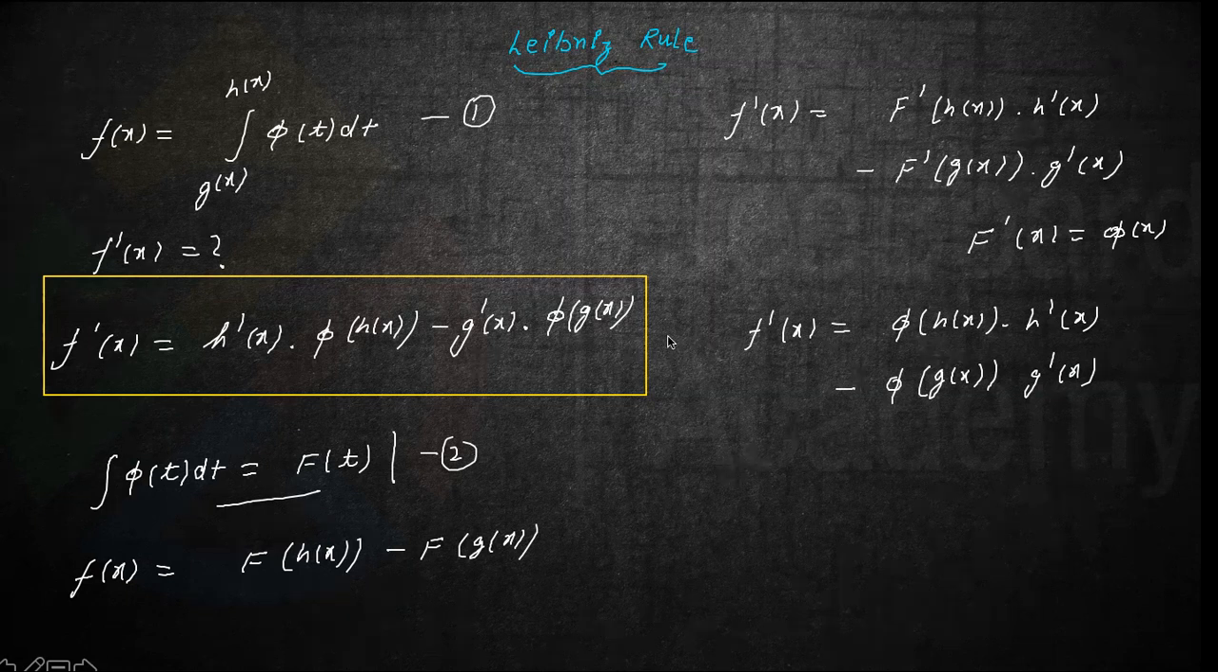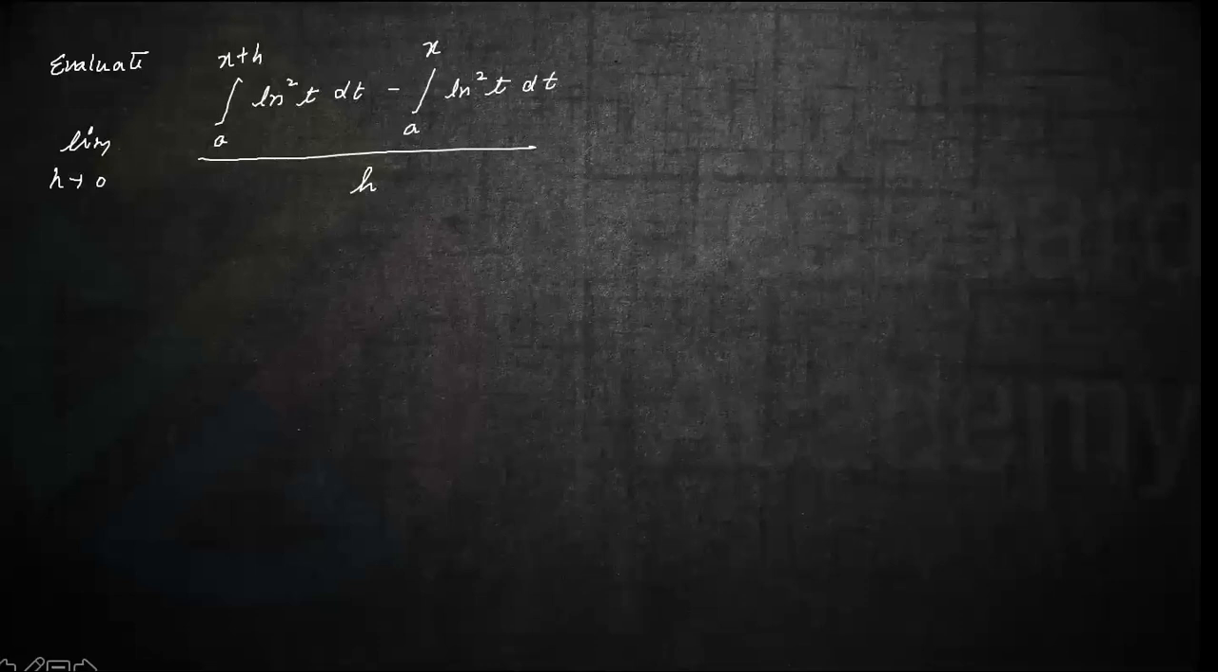So this is the same formula. In the beginning we saw how we have to remember this, and that was important. You just have to differentiate the upper limit, substitute that upper limit in the function, minus differentiate the lower limit, substitute the lower limit in the function. Try to remember it in this manner. This is a simple application of the Leibniz rule.